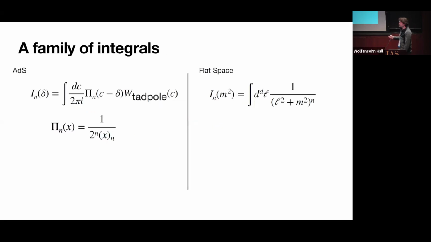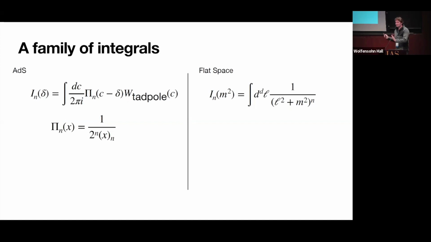So how do I compute it? I compute it the exact same way that I do in flat space. How do I compute the differential equation in flat space? I consider an extended family of integrals. So if I'm computing the tadpole in flat space, I don't just consider 1 over L squared plus M squared. I consider 1 over L squared plus M squared to the nth power. And this gives me a family of integrals. I do the same thing in AdS. In AdS, it amounts to replacing 1 over c minus delta with 1 over the Pochhammer symbol.